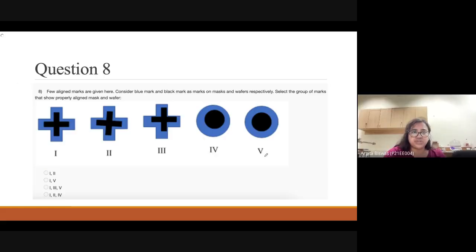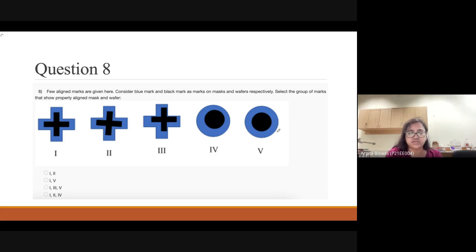So next is question 8. A few aligned masks are given here. Consider the blue mask and the black mask as mask one. So there is a first mask, and then after that you align the second mask and the wafer respectively. Select the group of masks that show properly aligned mask and wafer.